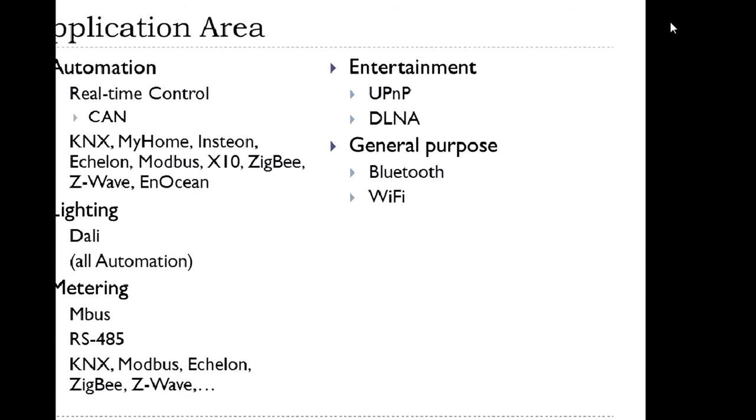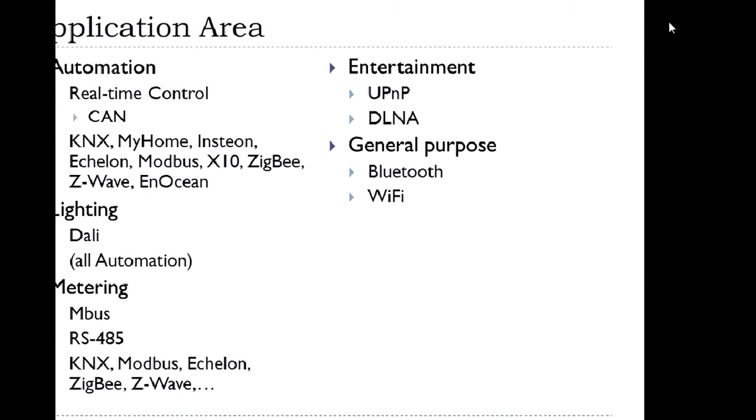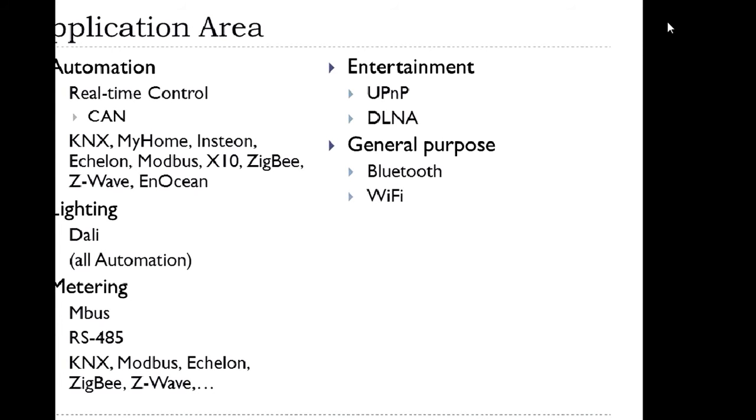So for example, KNX is designed for real-time control, so you find it in control systems in industrial settings, like in machines or inside vehicles, but the application is really restricted to real-time control, while other technologies are more general, and so if you get KNX, MyHome, Insteon, Echelon, and so on, they are almost applied in all the application areas.